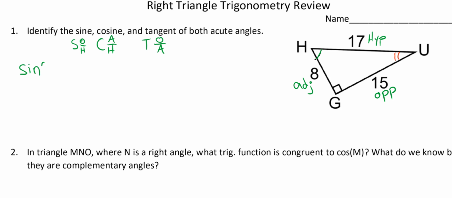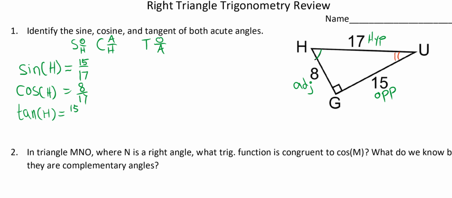So we're going to say the sine of angle H, and as always the angle goes with the trig function. So sine of H is going to be opposite over the hypotenuse, so it's going to be 15 over 17. Cosine of H is adjacent over hypotenuse, so it's going to be 8 over 17. And then tangent is opposite over adjacent, so tangent of H is equal to 15 over 8.